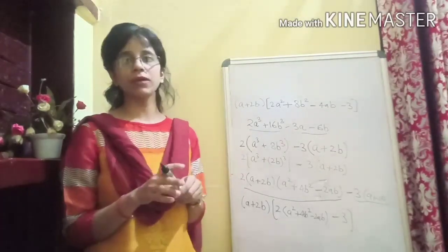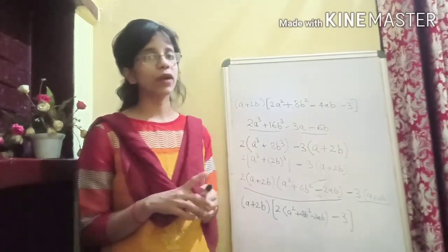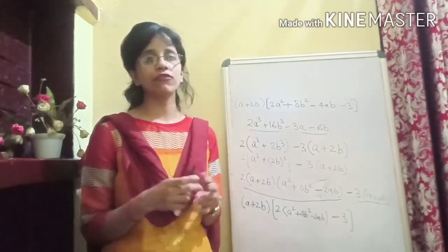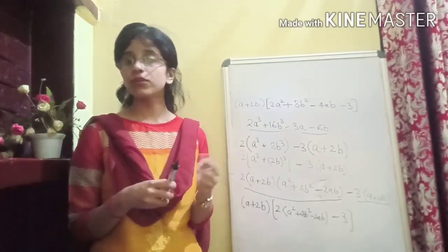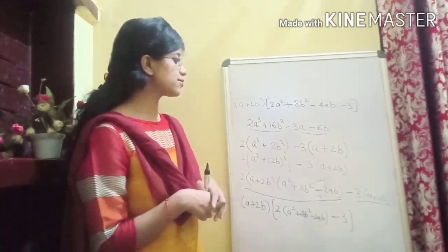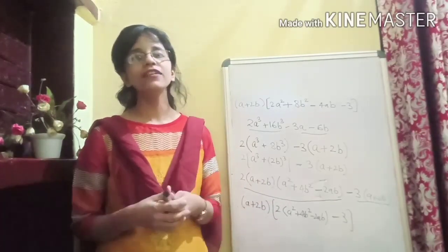So you just need to remember the identities which we have used here, a cube plus b cube and a cube minus b cube. There will be questions where you have to use a cube minus b cube. So you need to practice your questions. We will be giving you questions. Try to simplify those questions and keep practicing, because we know that practice makes a man perfect.